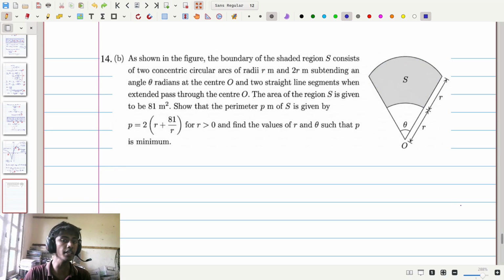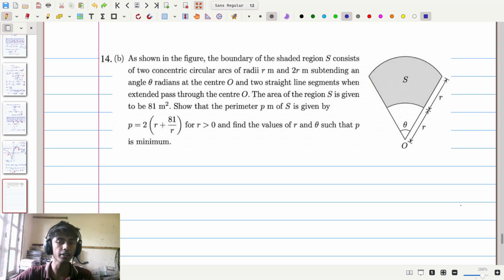Now, they then say the area of the shaded region S is given to be 81 meters squared, and with this information we are to show that the perimeter P meters of the shaded region S is given by P equals 2 times (r plus 81 divided by r) for r greater than 0, and also to find the values of r and theta such that the perimeter P is minimum.